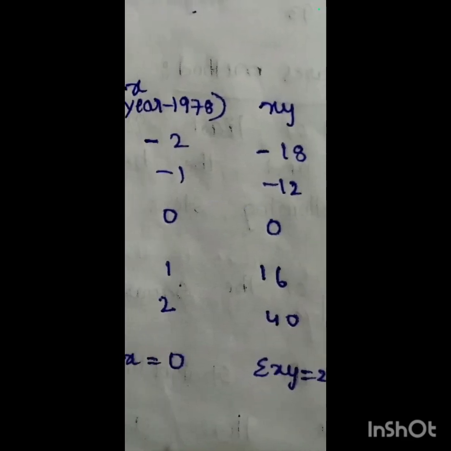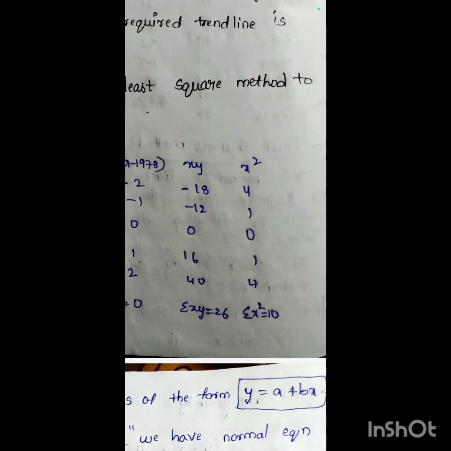Next, x into y we calculated. 9 into -2 is -18, that is, +9 and -2. Next, 12 into -1 is -12. 14 into 0 is 0. 16 into 1 is +16. 20 into 2 is 40. Then you have to do sigma xy, and x square also we have to calculate for the given trend line equation. So 2 square is 4, 1 square is 1, 0 square is 0, 1 square is 1, 2 square is 4. So for sigma x square we add all the values, that is 10.